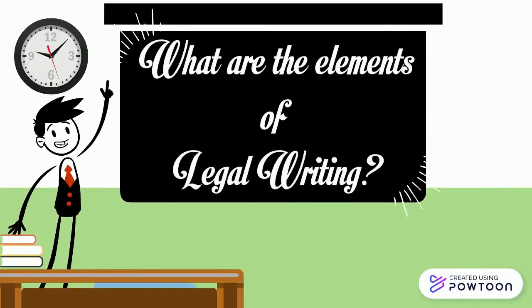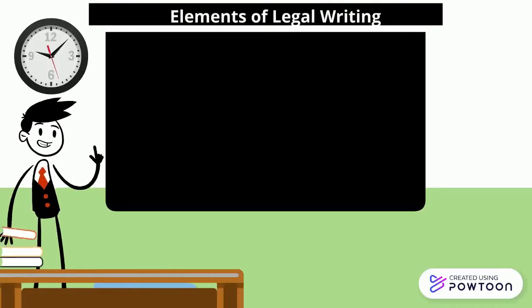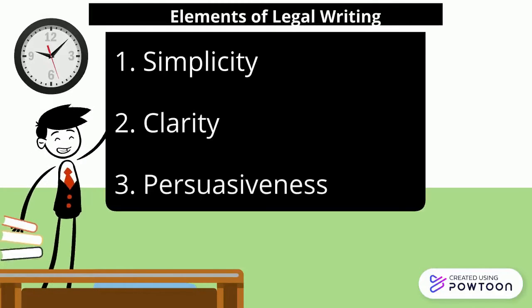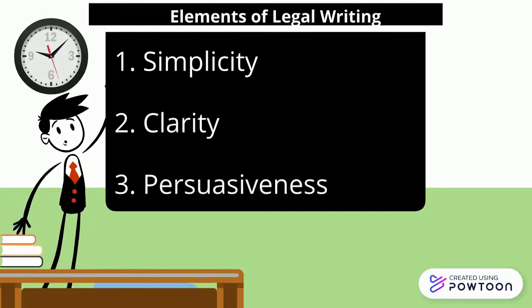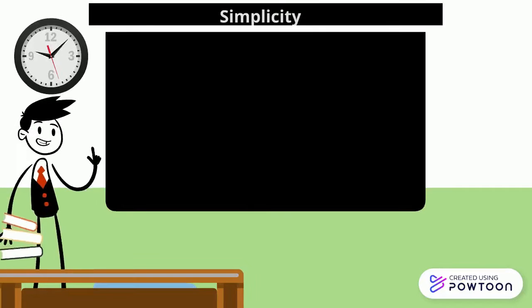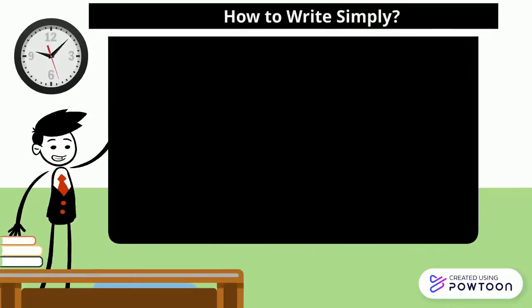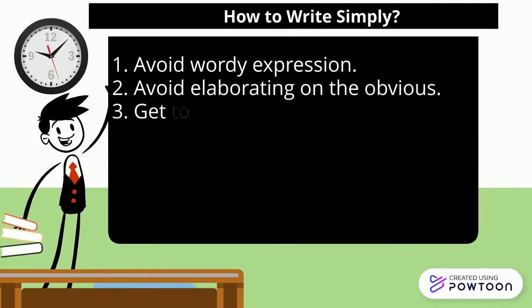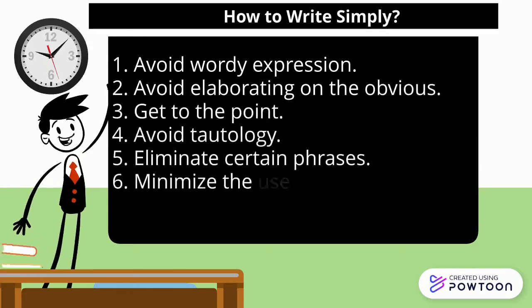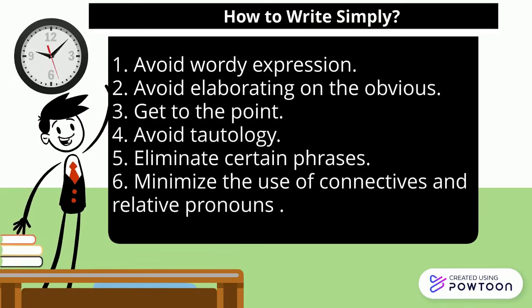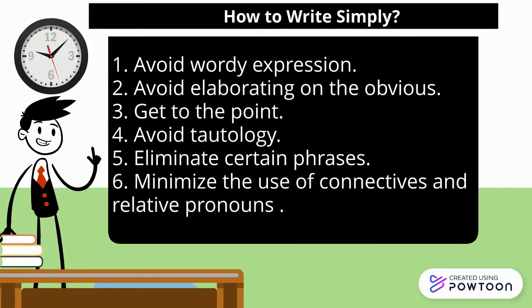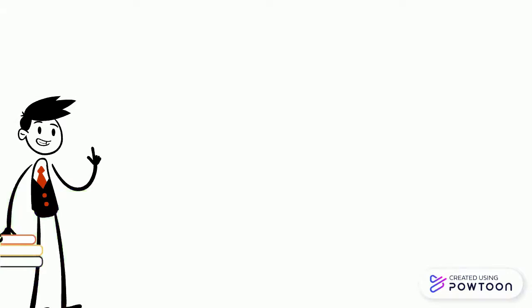What are the elements of legal writing? The elements of legal writing are simplicity, clarity, persuasiveness. Simplicity means to write plainly and simply. How to write simply? Number 1, avoid wordy expression. Avoid elaborating on the obvious. Get to the point. Avoid tautology. Eliminate certain phrases. Minimize the use of conjunctives and relative pronouns.